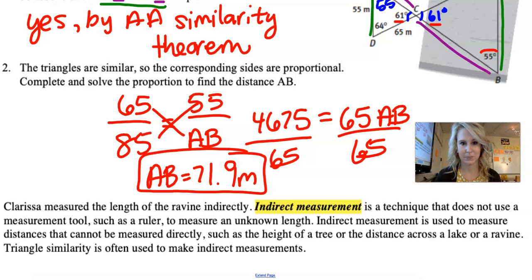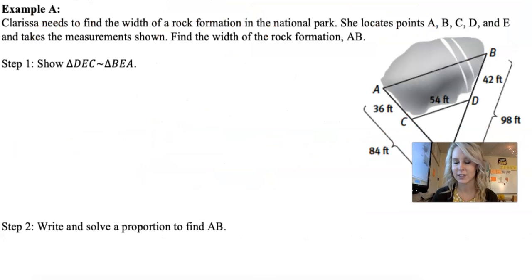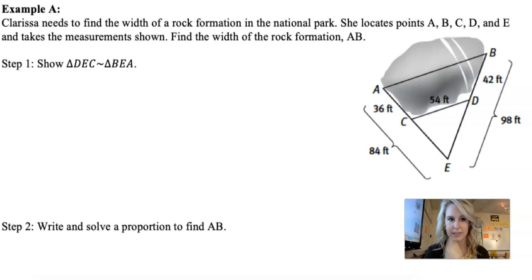So cool. All right, let's look at another example. So we have Clarissa again. She needs to find the width of a rock formation in a national park. She locates points A, B, C, D, and E and takes measurements shown. Find the width of the rock formation AB. So I'm trying to find the base, AB, okay?